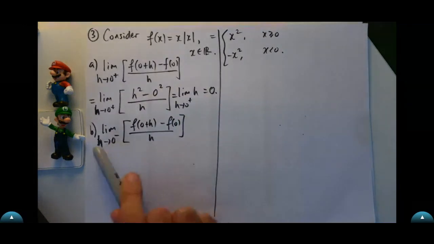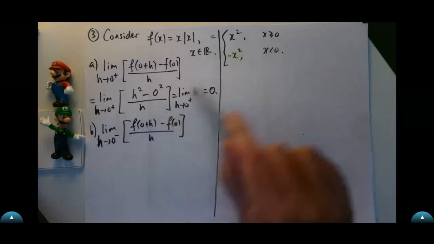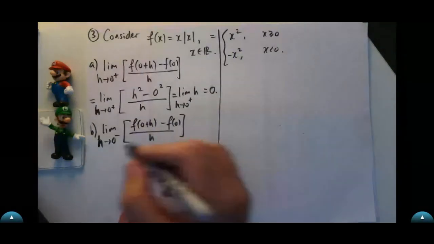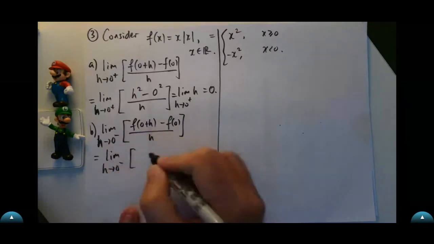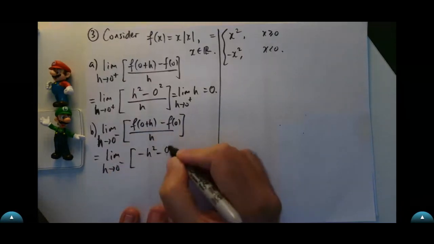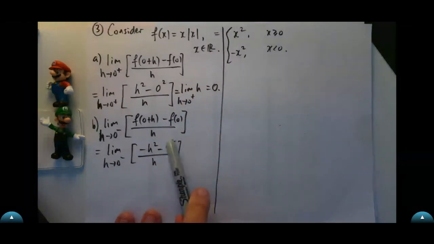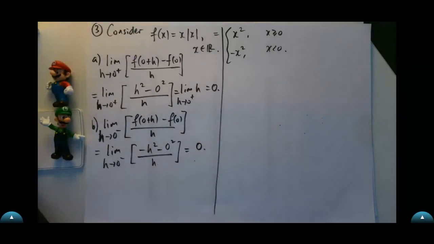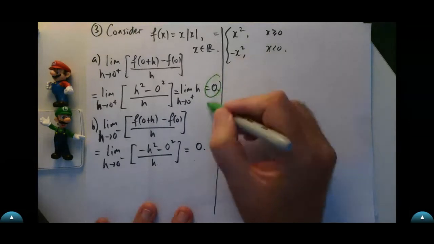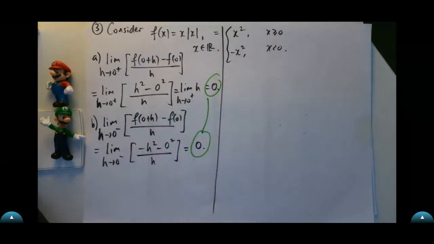So in this case, h is coming in from the left, so that's over here. When x is negative, the function is negative x squared. So it will be something like this. Okay, again, disappear, cancel, and you get 0. So what do we notice about our two limits, the right-hand limit and the left-hand limit involving the derivative? They're equal.